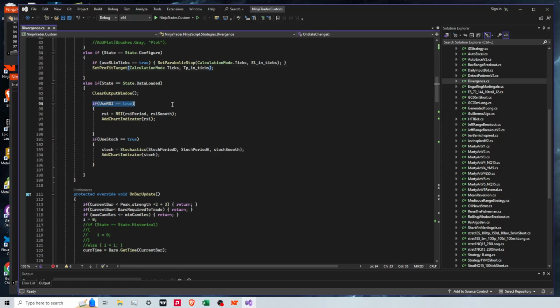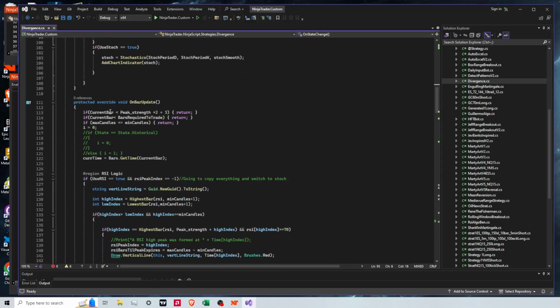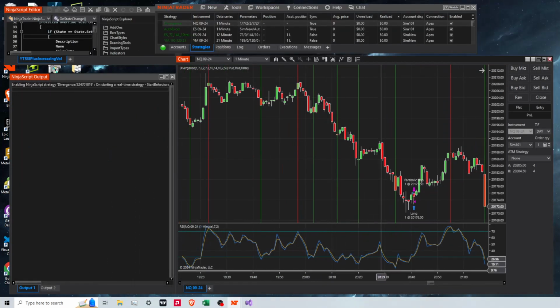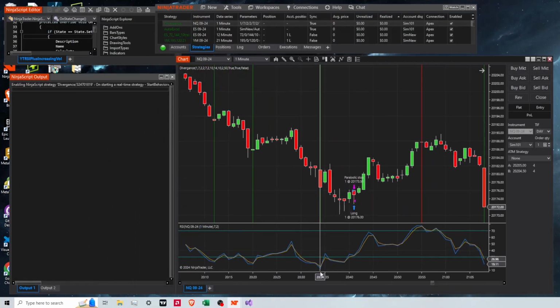Next, if we want to use RSI, that'll load RSI up. If we want to use stochastic, that'll load that up. Now, for our peak strength, that's going to be checking how many. So to create a peak, to code it, basically we're saying this candle is less than, if your peak strength is 2, then it's less than the value of 2 candles before it and the 2 candles after it. So that's how that makes a peak.